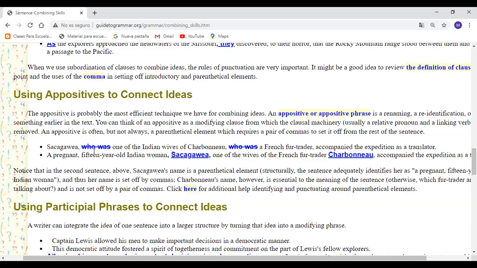So how do we use an appositive? Well, inside commas, and also we can place it with a relative pronoun. We can start it with a relative pronoun, or we cannot use it also, because we can say Sacagawea, one of the Indian wives of Charbonneau, and that is also an appositive. It's still an appositive.